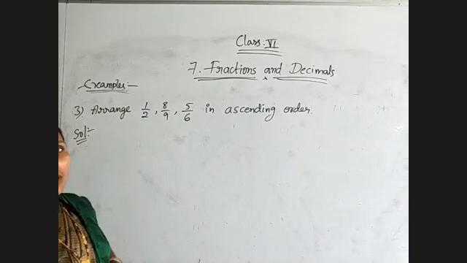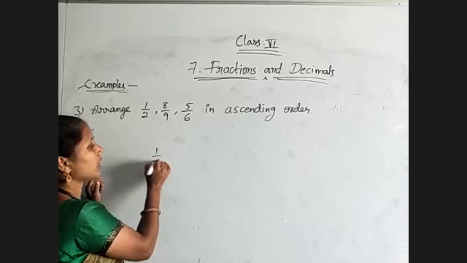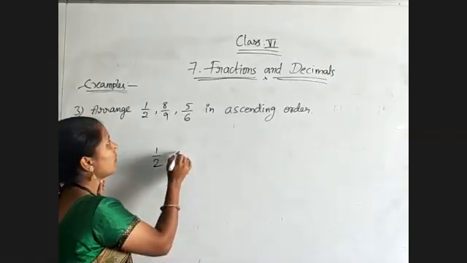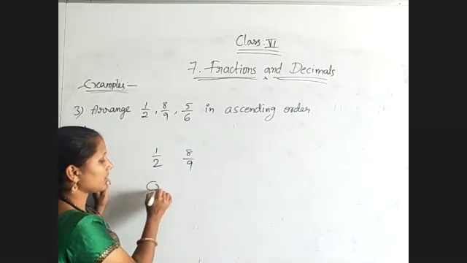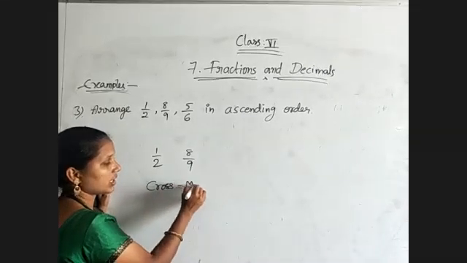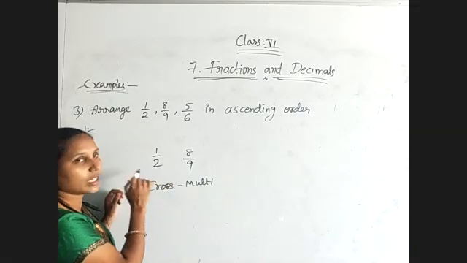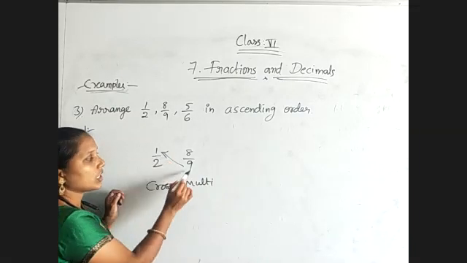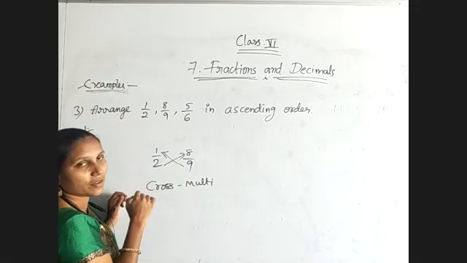So, if only 2 fractions are given, then we can use cross multiplication. Suppose only the first 2 fractions are given, 1/2 and 8/9. In this case, we can go with the cross multiplication method because only 2 fractions are there, to convert unlike into like fractions. How will you use cross multiplication? This 9 we need to multiply for the first fraction and 2 we need to multiply for the second fraction.